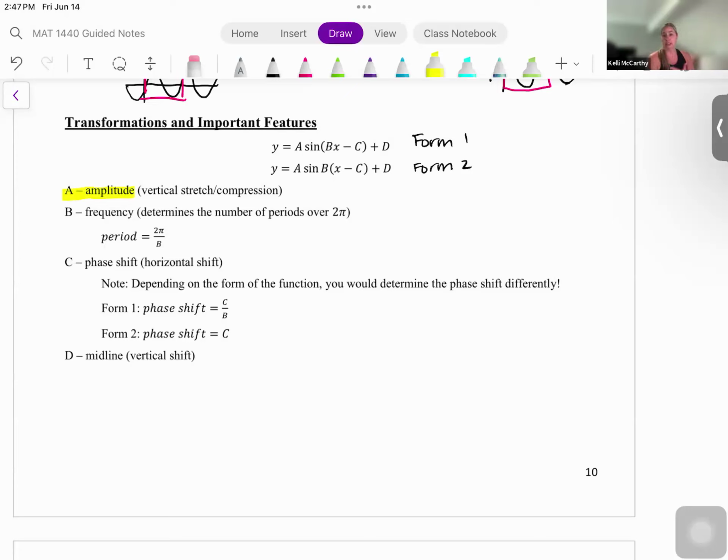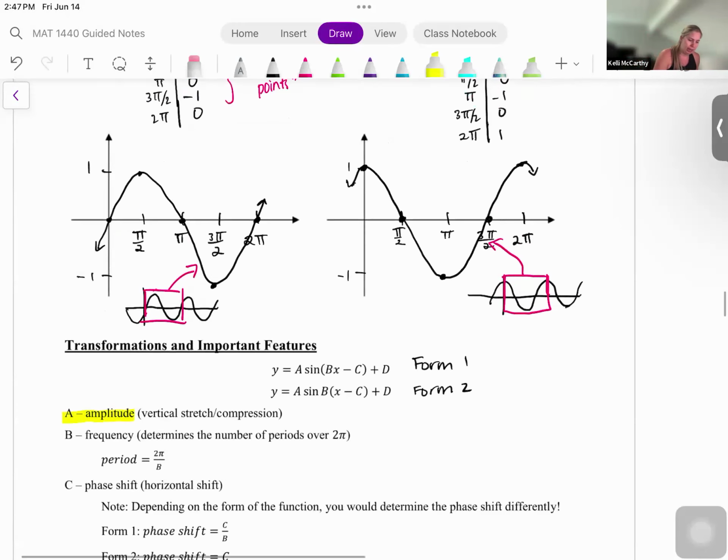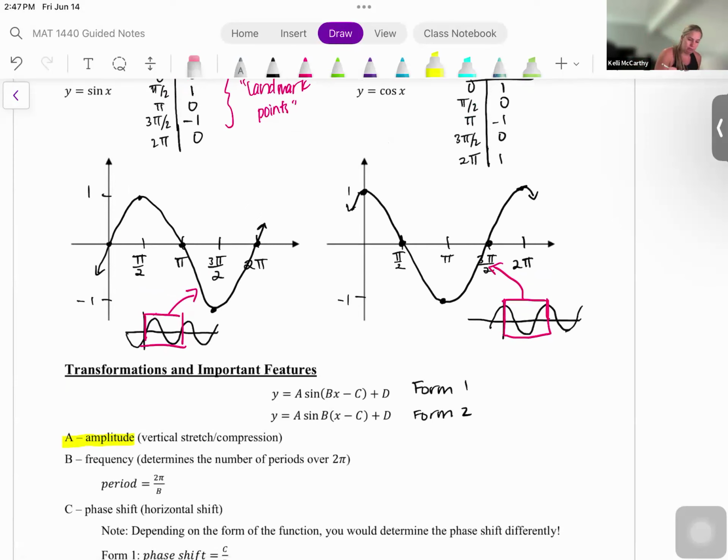It really translates to what we used to call a vertical stretch or compression, but it's also going to help us define the distance between the midline and the max or the min. So traditionally, we have an amplitude of 1. We're looking at our parent function for sine. Here's our midline. This is the middle of that graph. The distance between the midline and that max is 1. The distance between the midline and the min is 1.